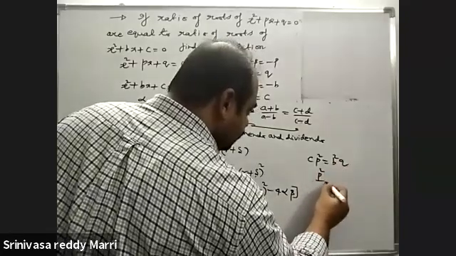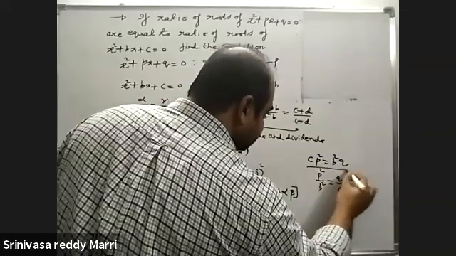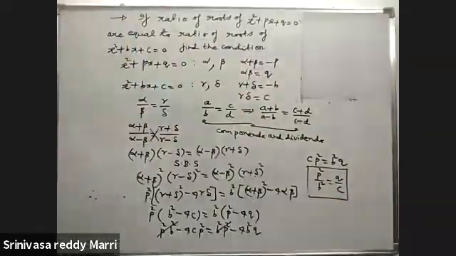That means P square by B square equal to Q by C. This is the relation. This is the condition.